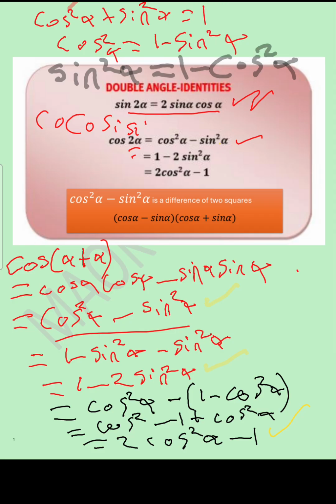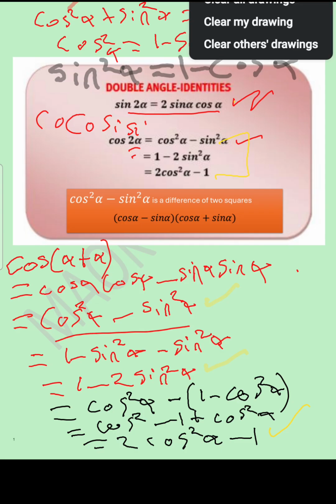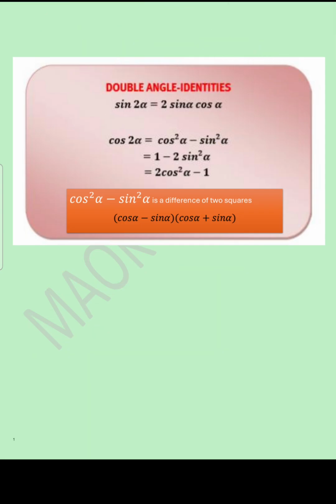So cos has got 3 double angle identities. Sine has got only one double angle identity. Now the double angle identity of cos, the first one, is a difference of 2 squares. Cos squared minus sin squared, difference of 2 squares, which can be factorized in this way. That is another piece of information you need to know as far as these compound angle identities are concerned.